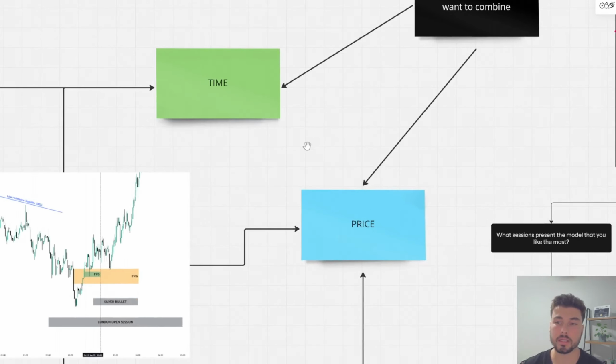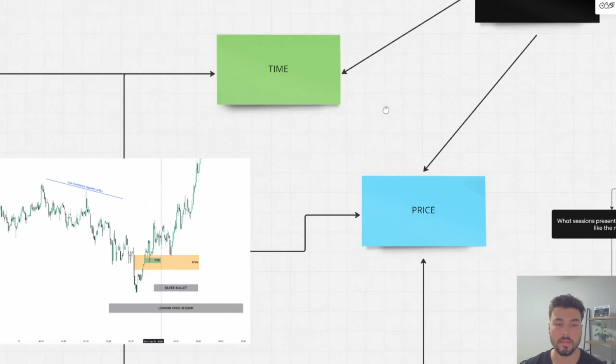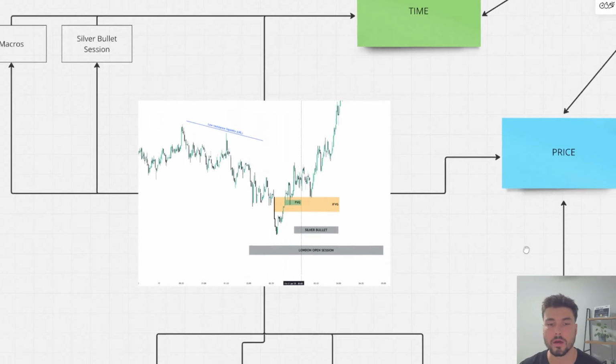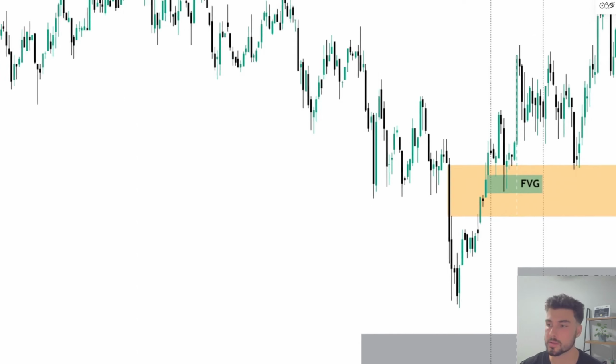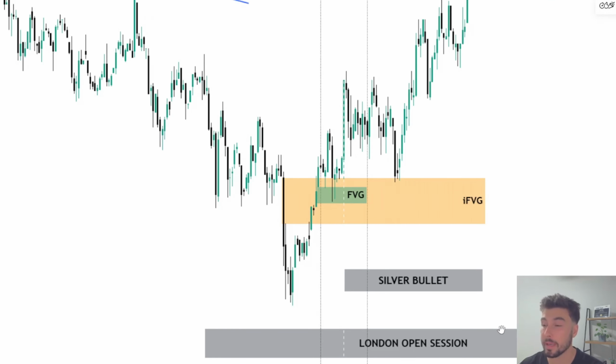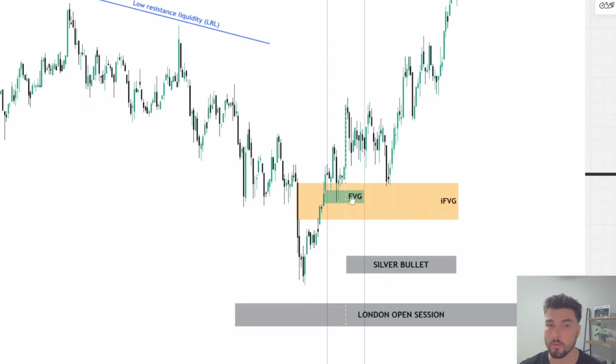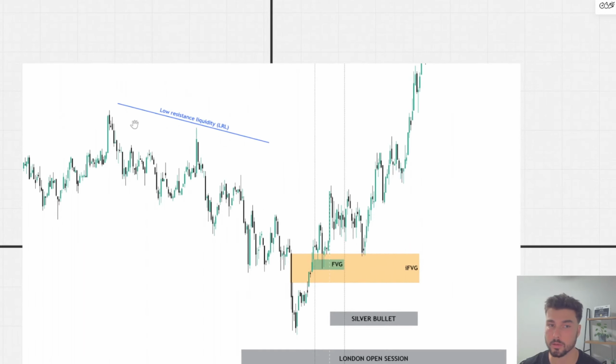Now, when we look at an example of how we can pair time with price, these are the things I'm talking about. Take a look at this photo here, and let me just zoom across. We've got a few PD arrays that are marked out. That's price. We've got our inversion fair value gap. We've also got our fair value gap. We've also got what's called low resistance liquidity up here.